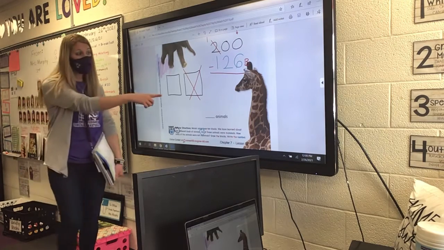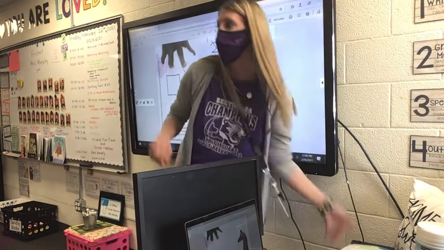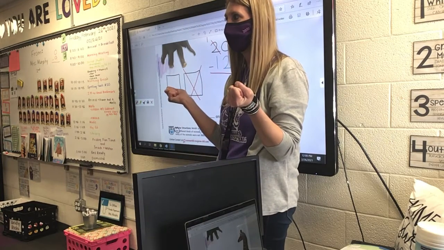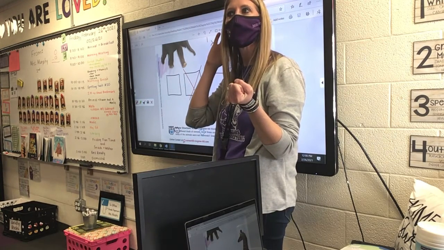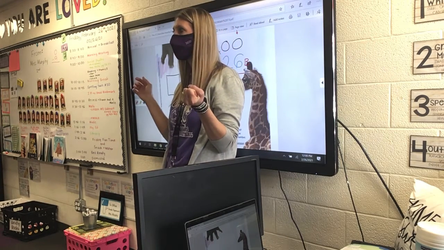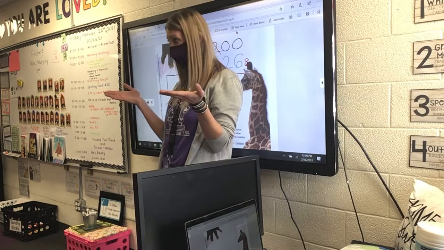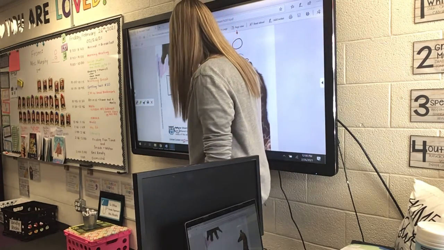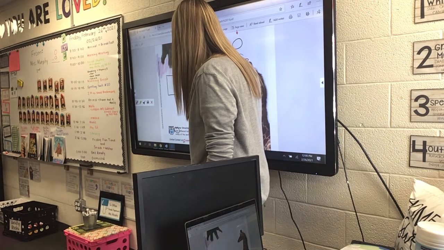So if I borrow this 100, I'm going to break it apart into how many sticks? Everybody? Sticks. 10. How many sticks? 10. So right now, make 10 sticks.